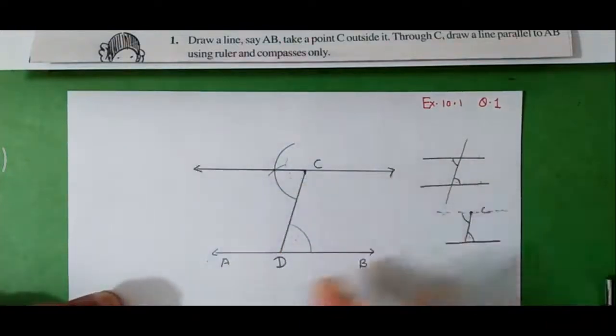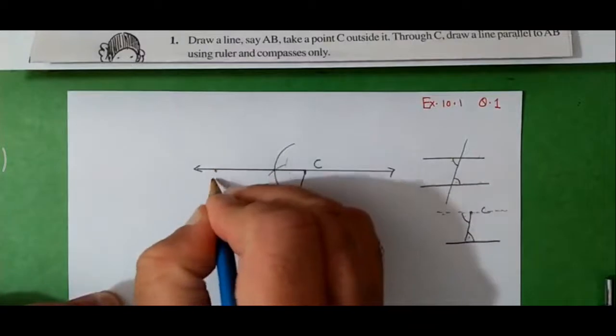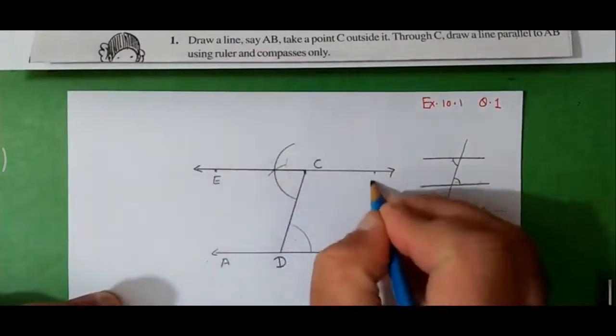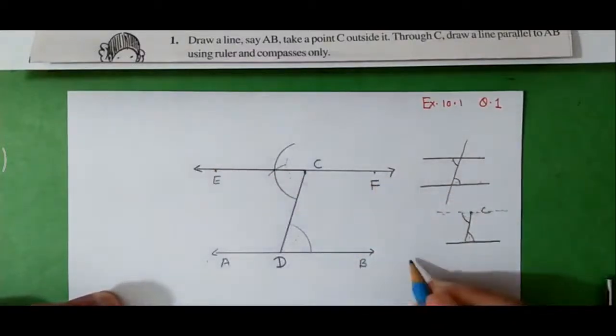For the line, make arrow both sides. Now we have made arrow and name this as EF. Now here you can see EF is parallel to AB.